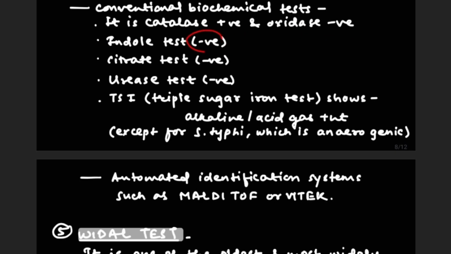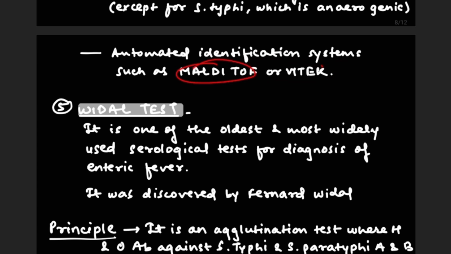Then the indole test is negative in this. Citrate test is negative. Urease test is also negative. And TSI, that is triple sugar iron test, shows alkaline slant, acid butt, and gas present. But here are some exceptions, that is the exception of S. typhi, which is anaerogenic. Automated identification systems are VITEK and others. So these two tests are used in the automated identification system.